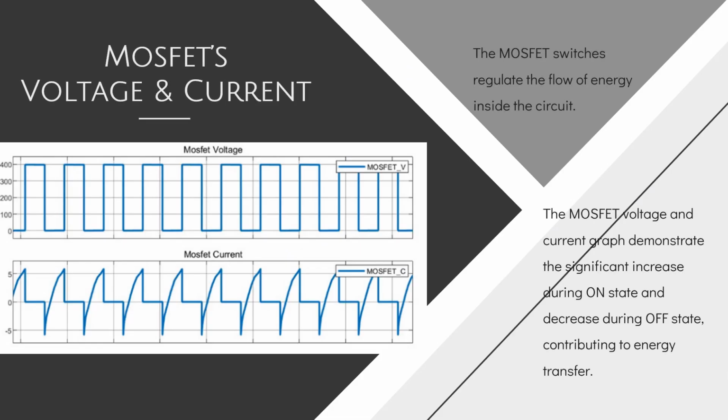Moving on to the results of the simulation, here we can see the MOSFET voltage and current graph. During the on state, the MOSFET current experienced a significant surge, indicating efficient current conduction and energy transmission to the resonant tank network. In contrast, during the off state, the current sharply drops to absolute zero, signifying the interruption of current flow.